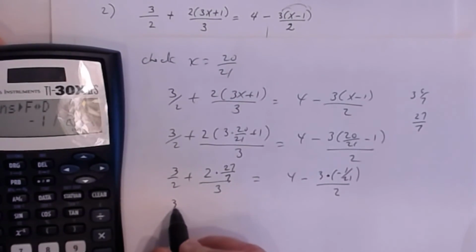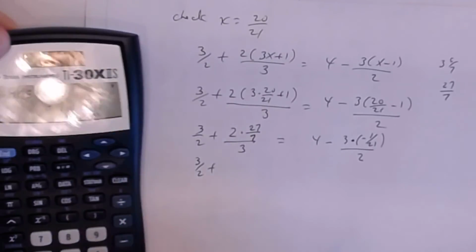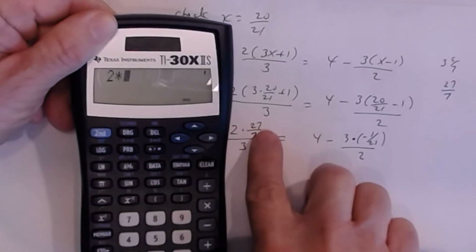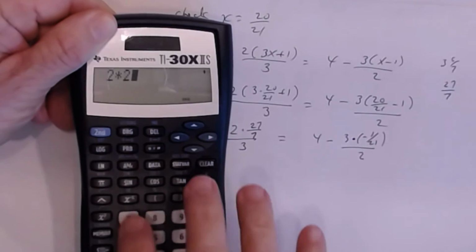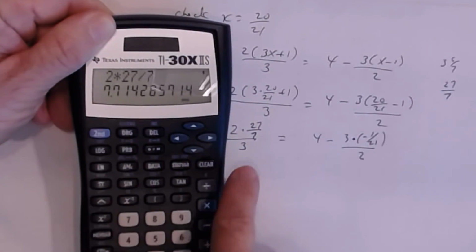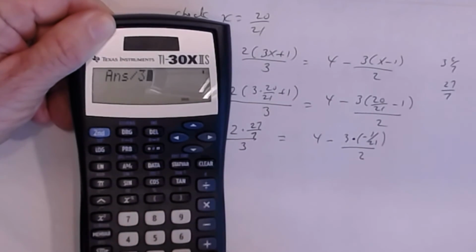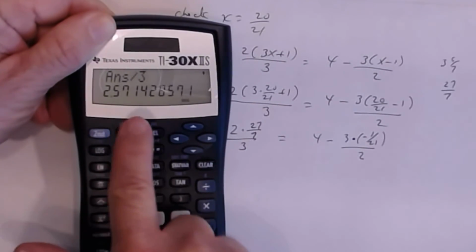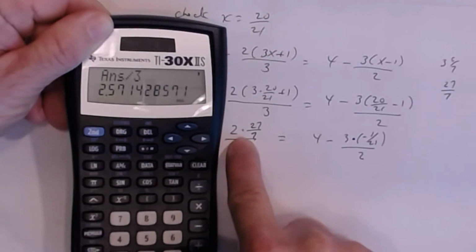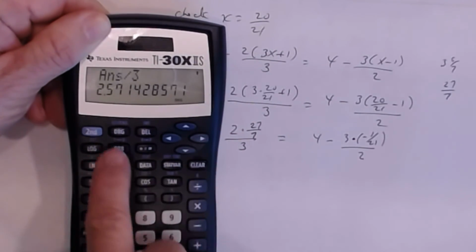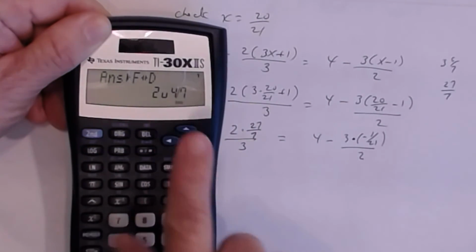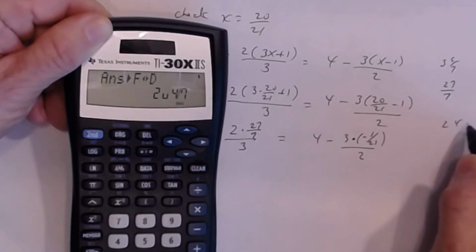So I get 3 halves plus, all right, so here's what I'm doing. 2 times 27 divided by 7, so 27 divided by 7, I'm going to press equal. So that's my numerator. But I can divide by 3, press equal. All right, so I'm going to change this decimal. So this decimal represents this fraction right here. So I'm going to change that to a fraction. So I'm going to say second PRB equal, and I get 2 and 4/7. So I'm going to write 2 and 4/7 here.